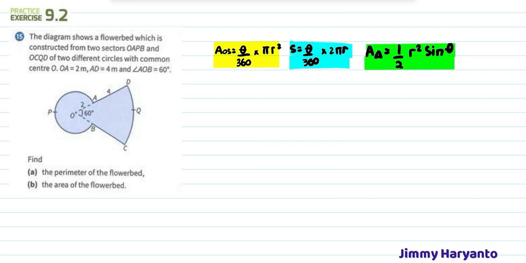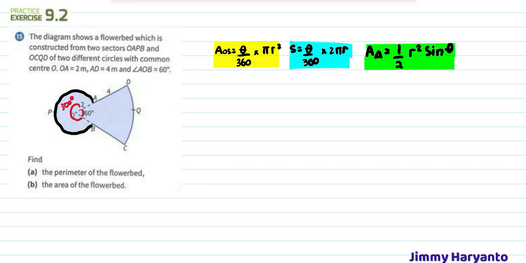Next is question 15, the last question in this exercise. We have this image, and the question wants you to find the perimeter of the flower bed. So first let's find this arc. For that arc we will use 300 degrees as the angle, because this one is 60. That means the remaining will be 360 minus 60, which is 300. So this is 300 degrees.